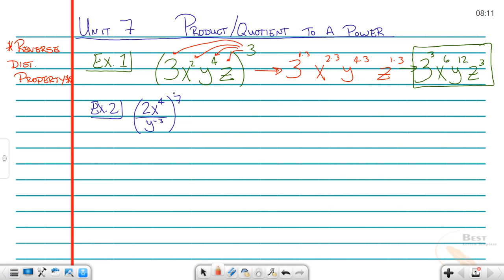Which means this 7 needs to go to the 2, it needs to go to the x, and it needs to go to the y. It has to go to all of those. In the past, I've had people that just take it to the x because they think this 2 is 1 in itself. This is actually 2 times x to the fourth. So that's going to give us 2 to the 1 times 7, x to the 4 times 7 over y to the negative 3 times 7. Now, you don't have to do this step. I do that to show what's going on, how we get from point A to point B. So that was just going to be 2 to the 7th power, x to the 28th power, over y to the negative 21.